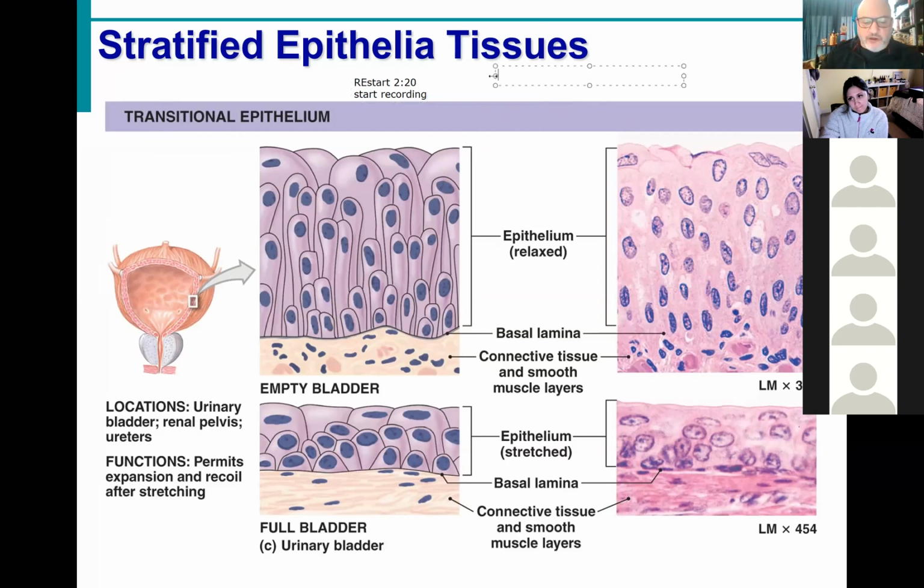So if you have not already printed out your epithelial tissue handout, first and foremost, shame on you. But secondly, do so now, or at least bring it up on your iPad or laptop or something like that, so that you can follow along and look at it while we talk about and discuss it. That is what we're going to be doing next.